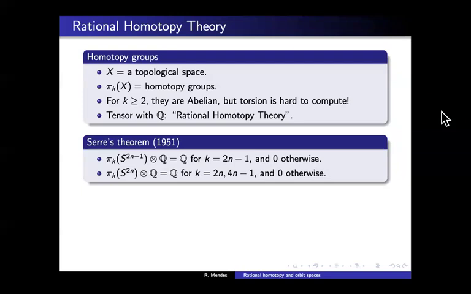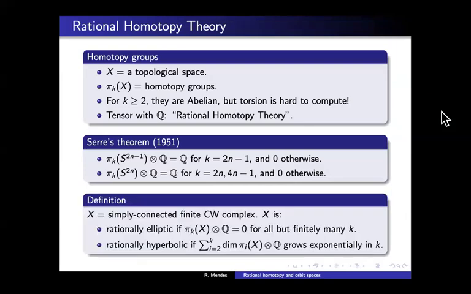They're very simple. You have to divide up between odd dimensional and even dimensional spheres. So if you have an odd dimensional sphere, then the only homotopy group that's non-trivial would be the one in the dimension of the sphere itself. And for even, you also have an extra one in twice the dimension of the sphere minus one. So for example, for S2, pi 3 tensor Q is also Q, and this is generated by the Hopf map from S3 to S2.